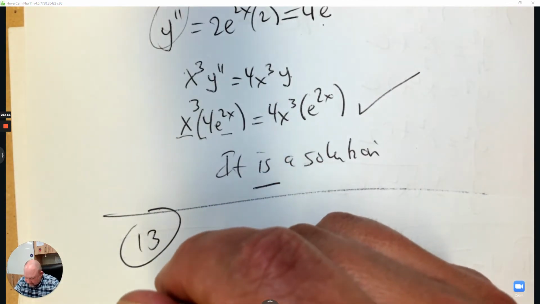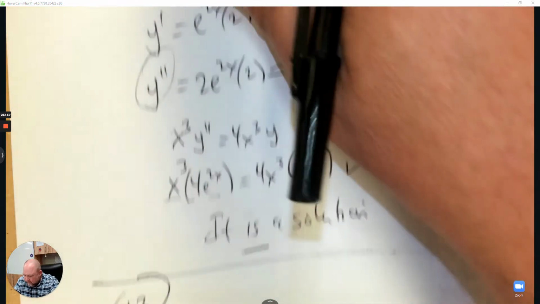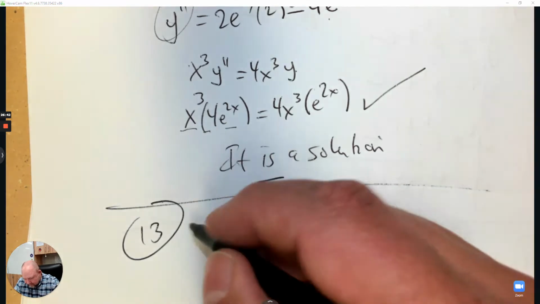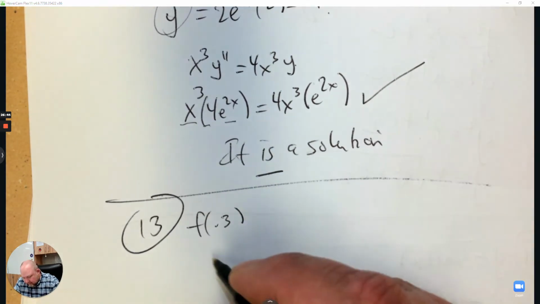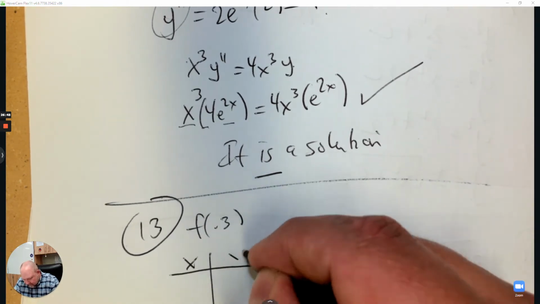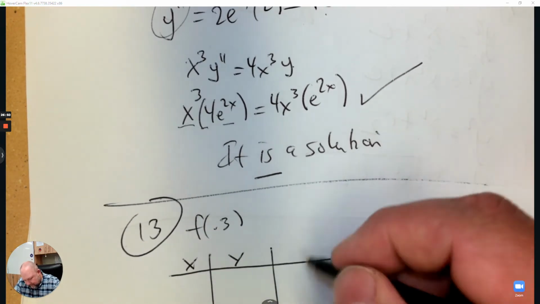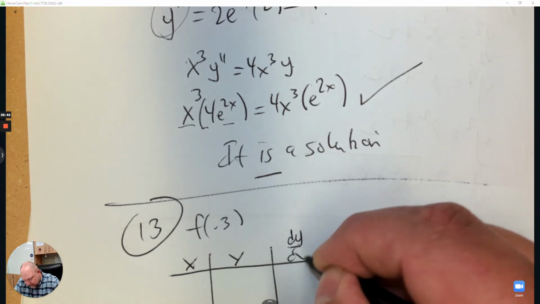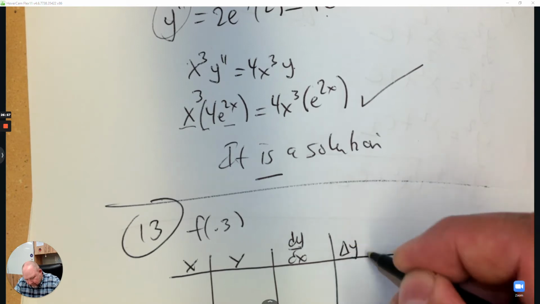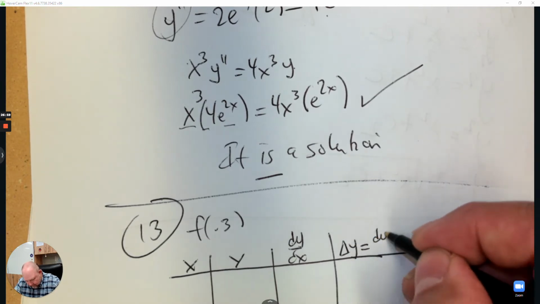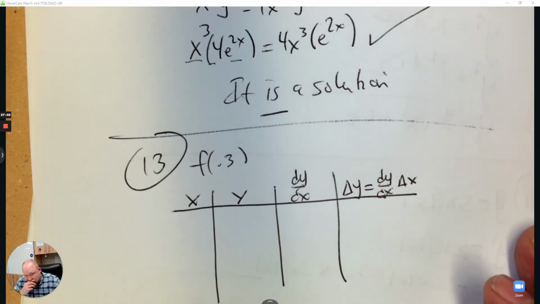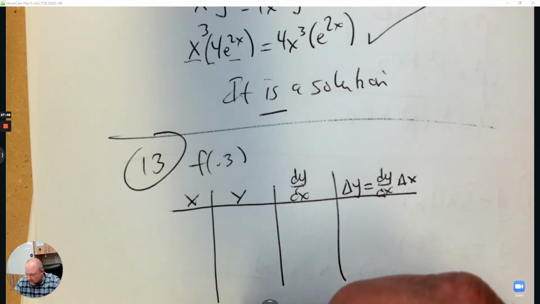Number 13. Without using a calculator, darn it, use Euler's method with step size of 0.1 to approximate f at 0.3. This is going to require a chart. X and y, the derivative, and then the change in y is the derivative times the change in x. So, here we go.